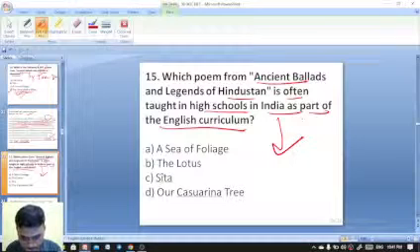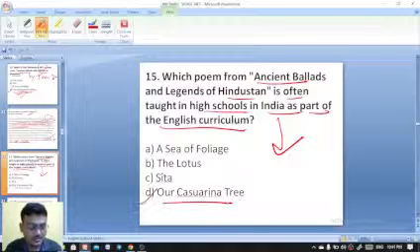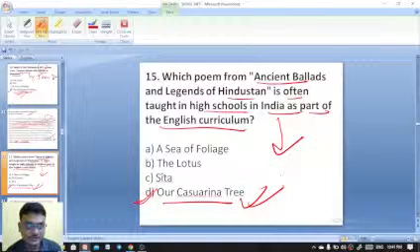Exactly. It is Our Casuarina Tree. D is the right answer. Everyone, check.